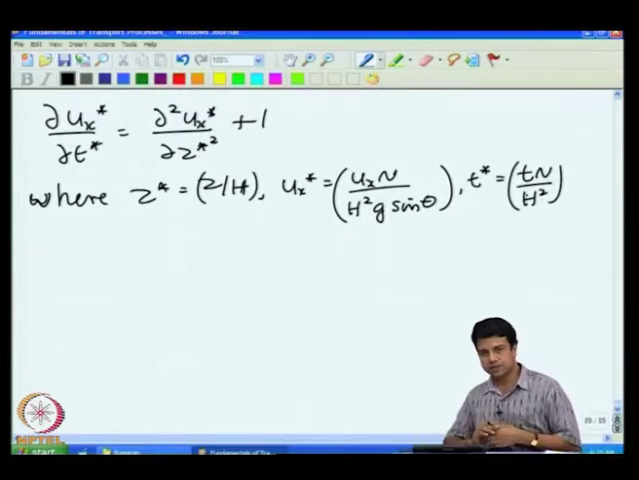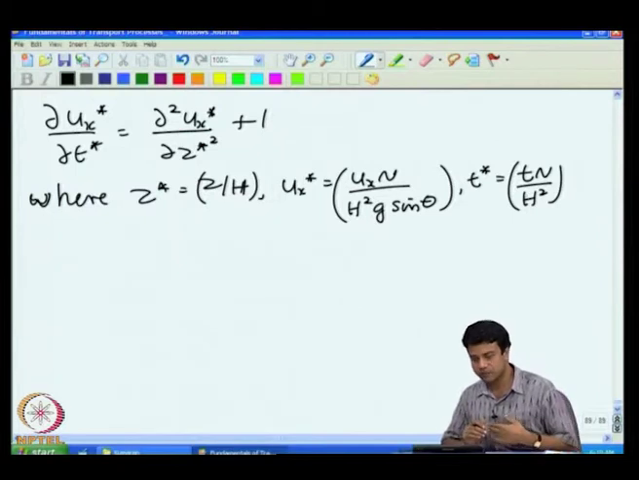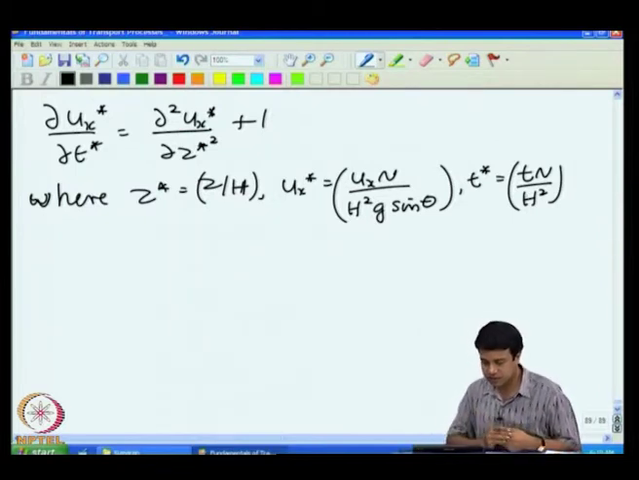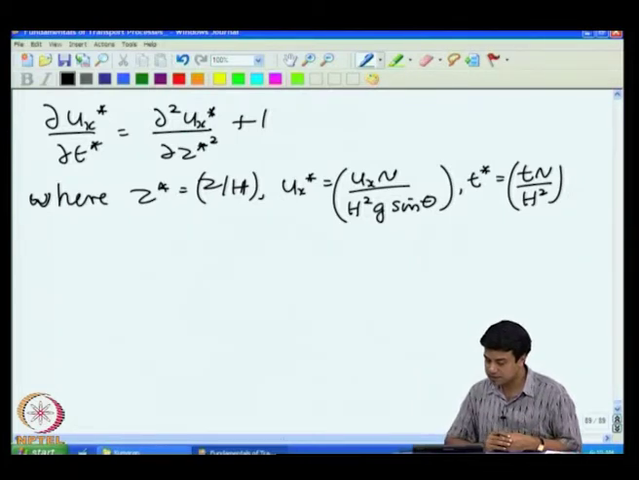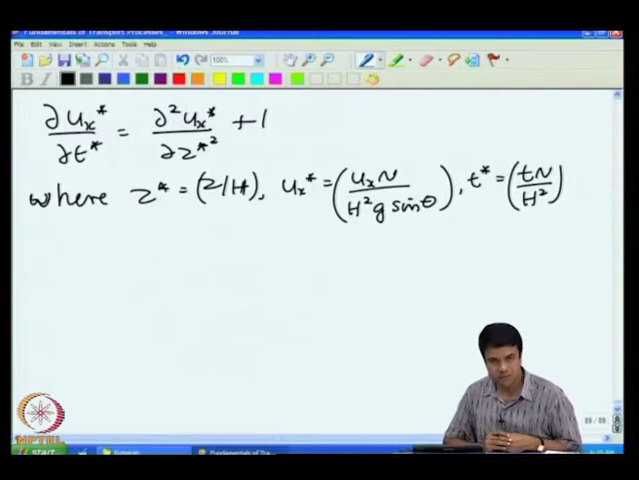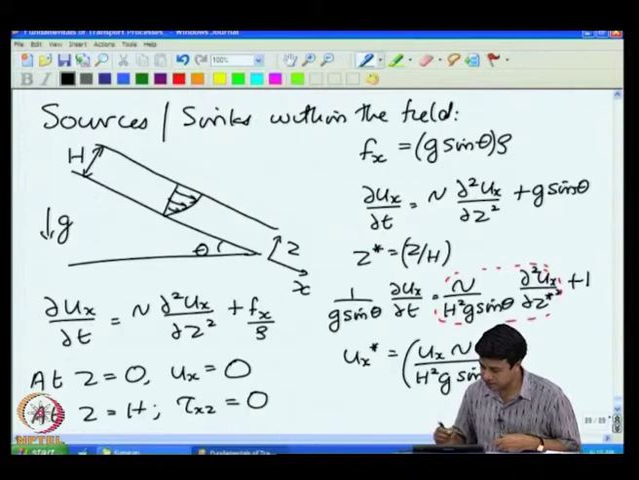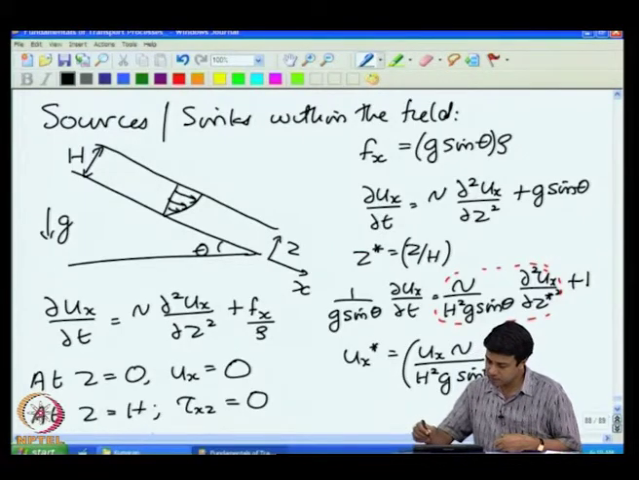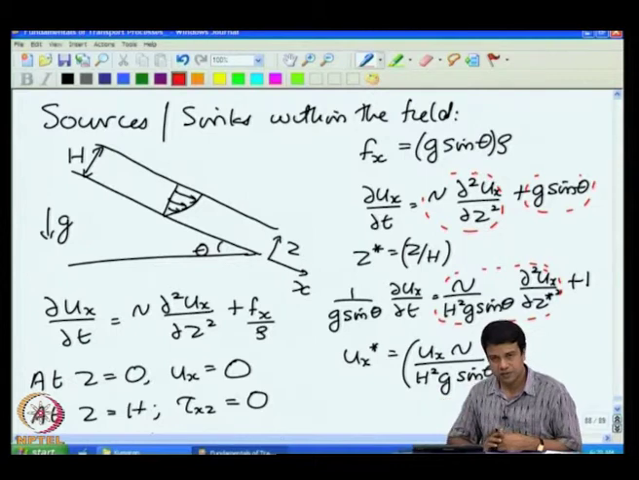So, the time scale is once again scaled by the time it takes for momentum to diffuse across the entire channel. The distance is scaled by h itself, and ux star has a scaling which is given by a balance between the body forces and the viscous stresses over a layer of thickness h. So, this has given us the scaling for ux star.